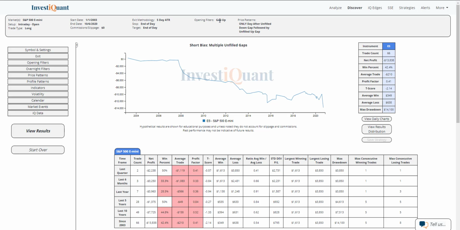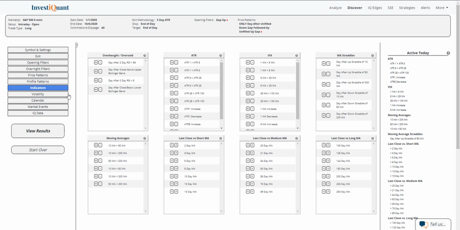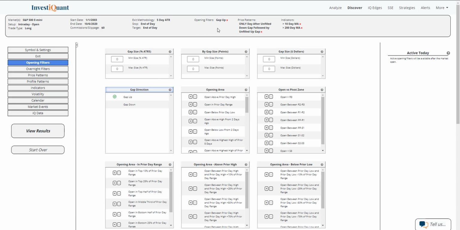But what I figured I'd do is take this bias that comes straight from the bias alerts and then add some more context around it to make it a little bit more like today's setup, and then we'll take a look at it. So I'm going to go into indicators. I'm going to add a couple moving averages to it. I'm going to say that it is above a 10-day moving average, above a 200-day moving average. And then I'm going to go into opening filters, and instead of gapping up, I'm just going to say open in the prior day range, so up or down, but it needs to be below yesterday's high, but above yesterday's low.